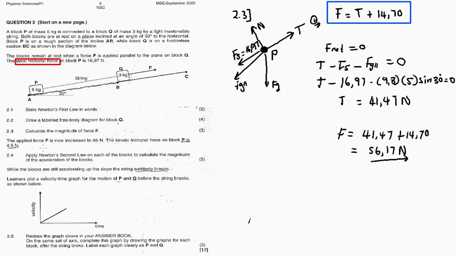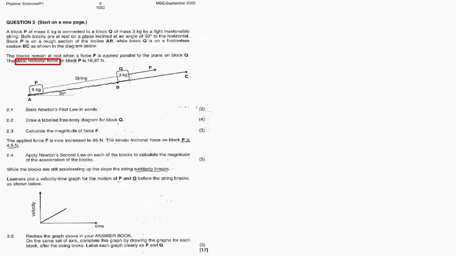2.4, apply Newton's second law on each of the blocks to calculate the magnitude of the acceleration of the blocks while the blocks are still accelerating. Full stop. So let's calculate the acceleration of these blocks, right? Let me erase here. All right, now 2.4, apply on each of the blocks Q and P. So we do it like this.